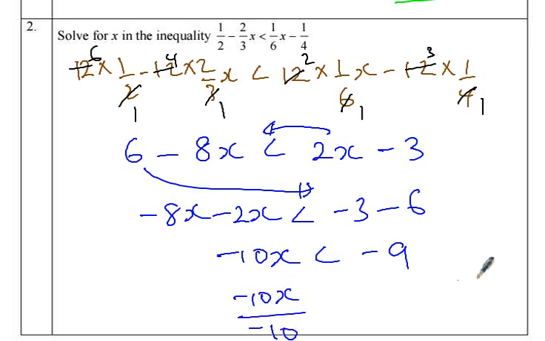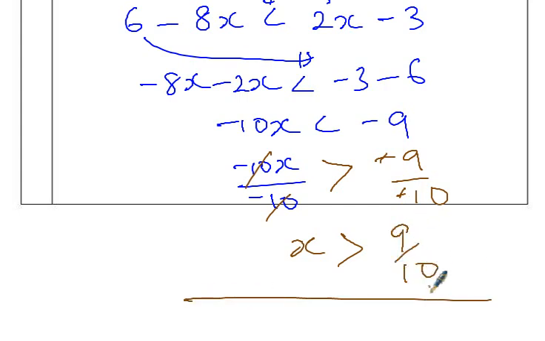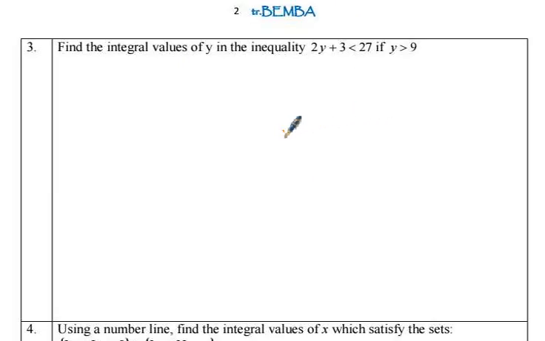Do not forget that we said whenever we divide by a negative number, the sign must be reversed. So from a less than sign, I change it into a greater than sign. That's the only trick. Otherwise, when you're solving this, it's like the way we handle linear equations. So I have x is greater than 9 out of 10. That's our question 2.